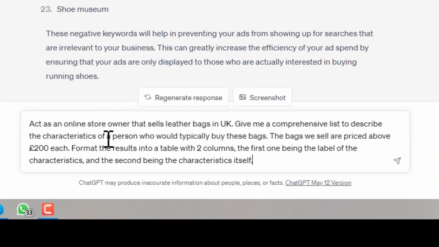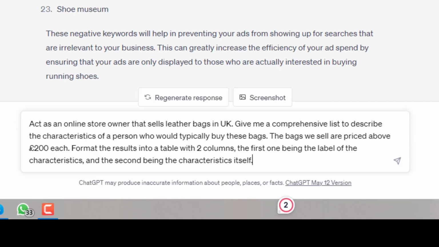Now, again, I'm going to give ChatGPT a prompt, and I'm also going to give Bard a prompt, and let's see how they perform. So the prompt I'm going to give is going to be as follows. Act as an online store owner that sells leather bags in UK. Give me a comprehensive list to describe the characteristics of a person who would typically buy these bags. The bags we sell are priced above £200 each. Format the results into a table with two columns. The first one being the label of the characteristics, and the second being the characteristics itself.